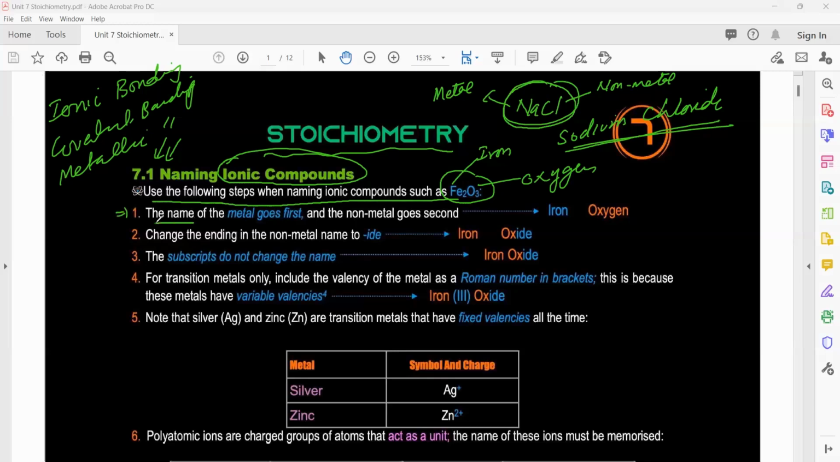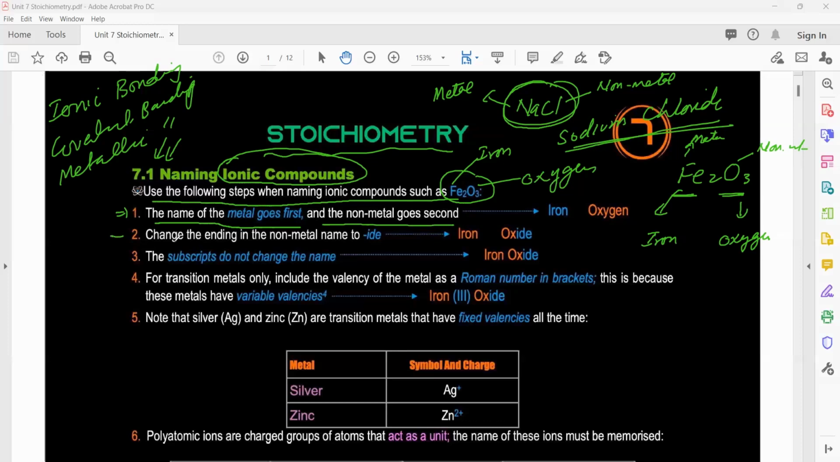They said that the name of the metal goes first and the non-metal goes second. So whenever you want to write the name, for example, they have given here iron(III) oxide. Which is the metal part? This is the metal part and this is the non-metal part. So iron is the metal part and oxygen is the non-metal part. When you want to write the name, first you will write the metal and then you will write the non-metal. This is the first rule. So first iron will come, then oxygen will come.